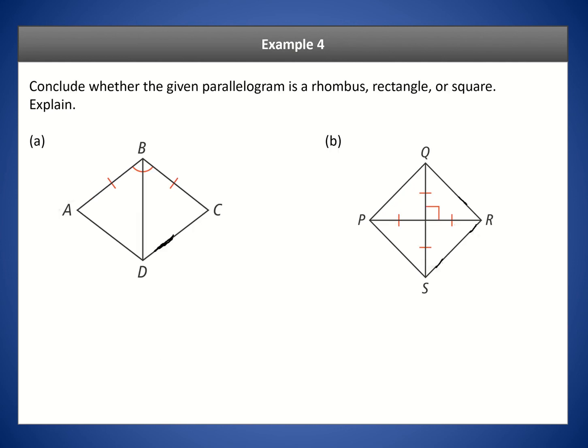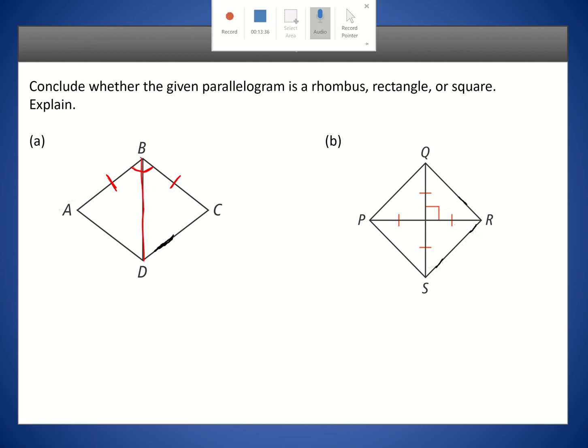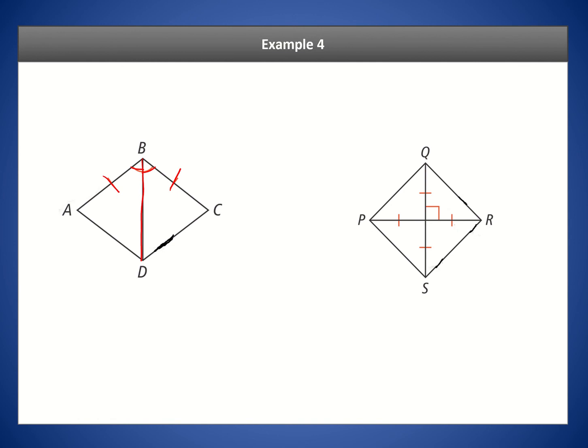So let's look at an example here. So we want to conclude whether the given parallelogram is a rhombus, rectangle, or square. So if we look at the first one, we have here that this angle is congruent to this angle, which means that this has cut that angle in half. So that's a property of a rhombus. We also know that these two sides are congruent. Okay, so we know that those angles are the same. We know that these sides are the same.